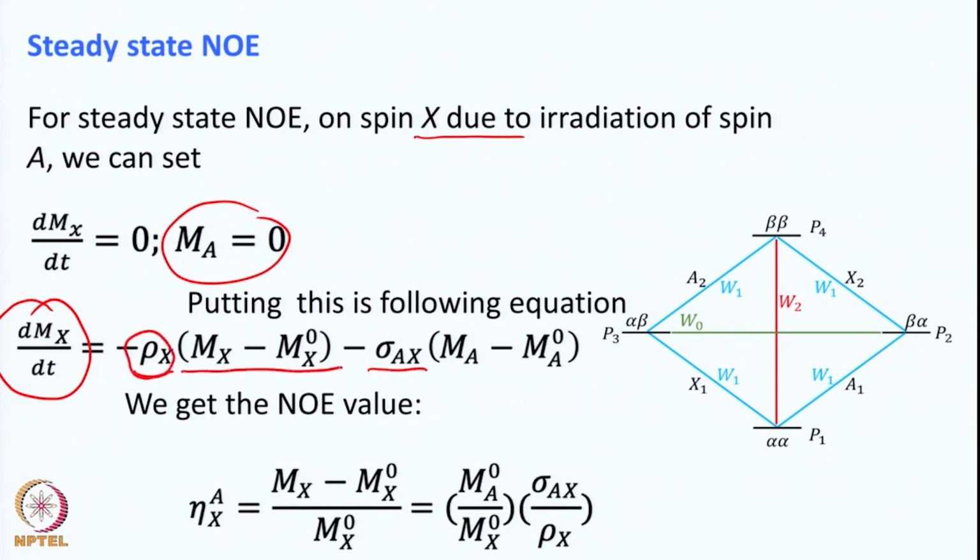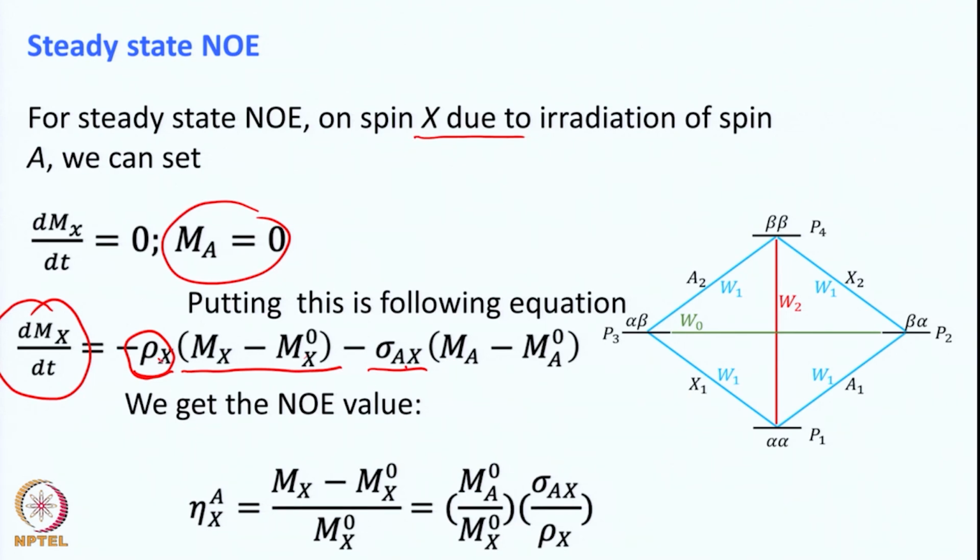So, Mx is the population, the magnetization of the x spin, and M0 is the initial magnetization of the x spin. So, this is one rate, and there is another rate here. This is called the auto relaxation rate and this is called the cross relaxation rate. The cross relaxation rate is happening because the A and x spins are correlated.